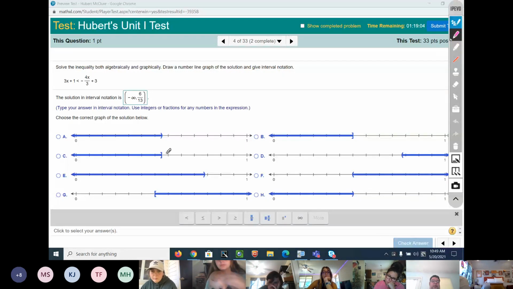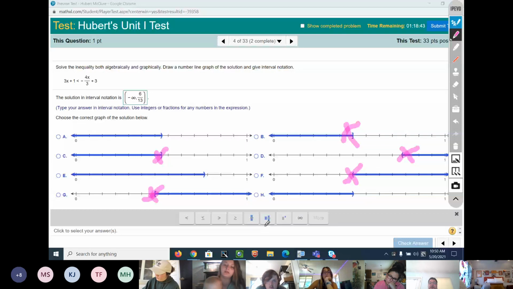Let's see. I'm going to mark through this one. Why am I marking through that one? Well, that's got a bracket. That's got a bracket. This is greater than. This is greater than. This is greater than, and a bracket.